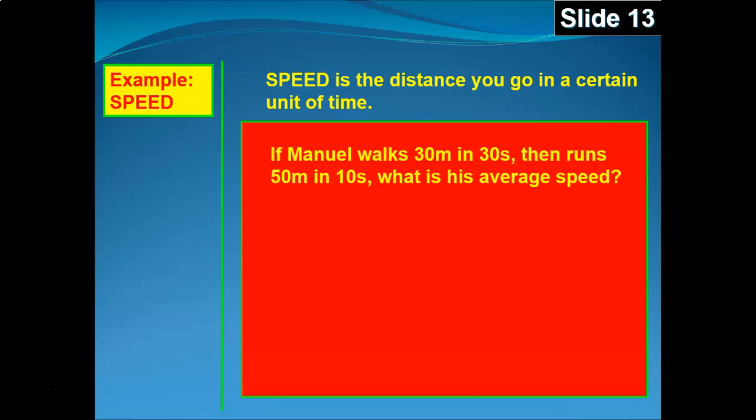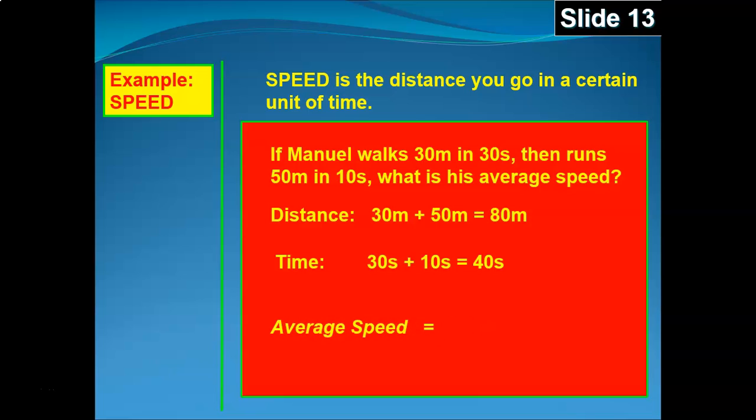Now, if Manuel walks 30 meters in 30 seconds, then runs 50 meters in 10 seconds, what is his average speed? So in this case, you add the distances. 30 meters plus 50 meters is 80 meters. You add the times. 30 seconds plus 10 seconds is 40 seconds. And now you do the same type of division that you did before. So it's going to come out to be 80 meters divided by 40 seconds equals 2 meters per second. But as you can see, part of the time he was running faster than 2 meters per second, and part of the time he was maybe running slower than 2 meters per second.